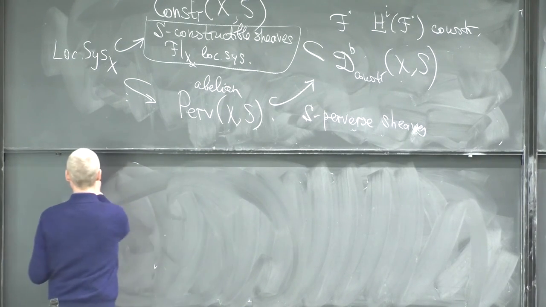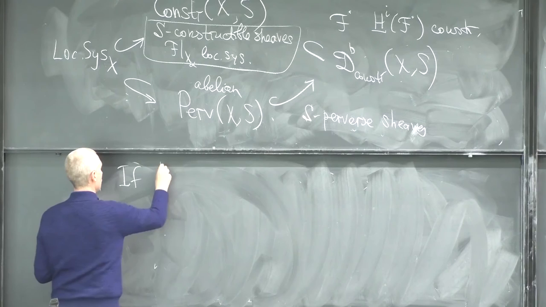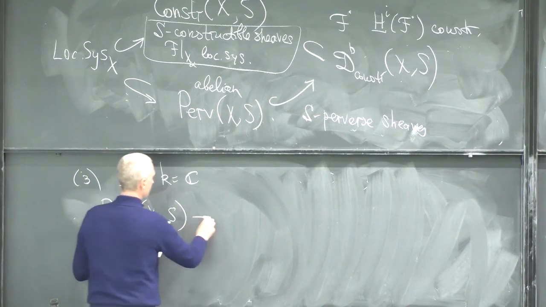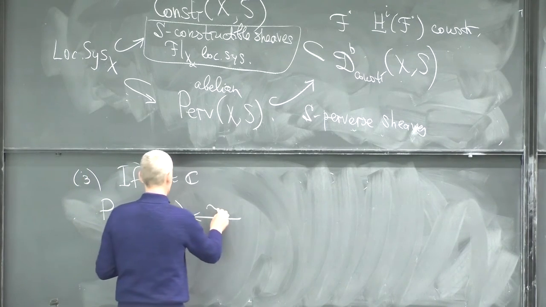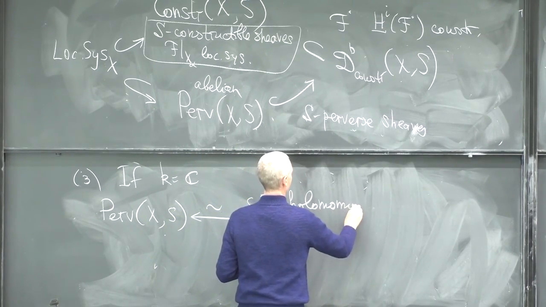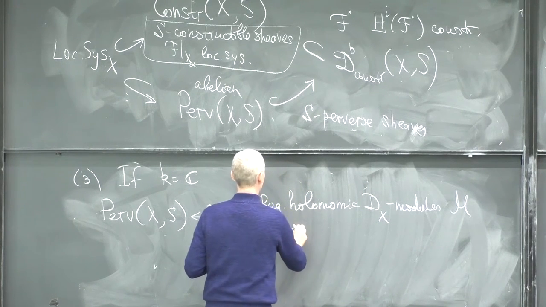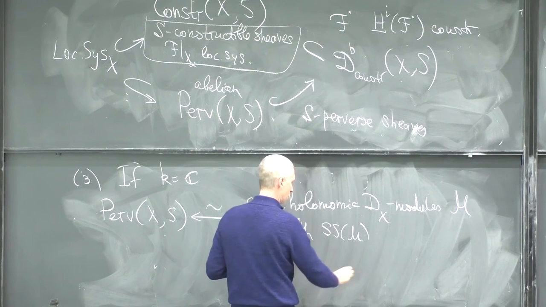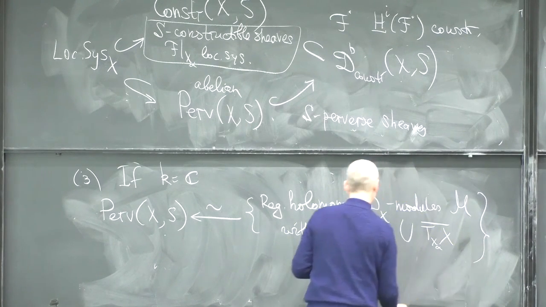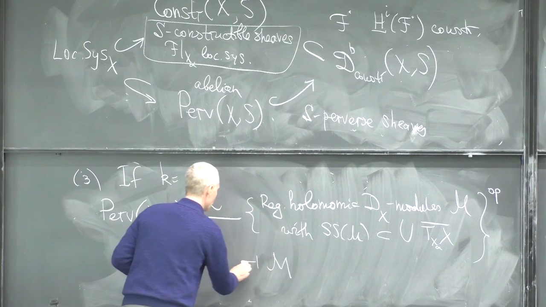And the third property is, again, refer to the talk of Pierre Shapira, that if K is the field of complex numbers, then the category of perverse sheaves, perv X S, is equivalent, or I will write an anti-equivalence, to the category of regular holonomic D_X modules M with singular support of M, or characteristic variety of M, contained in the union of the closures of conormal bundles. So let me write op here because the most fundamental functor is the solution functor which takes M into RHom.